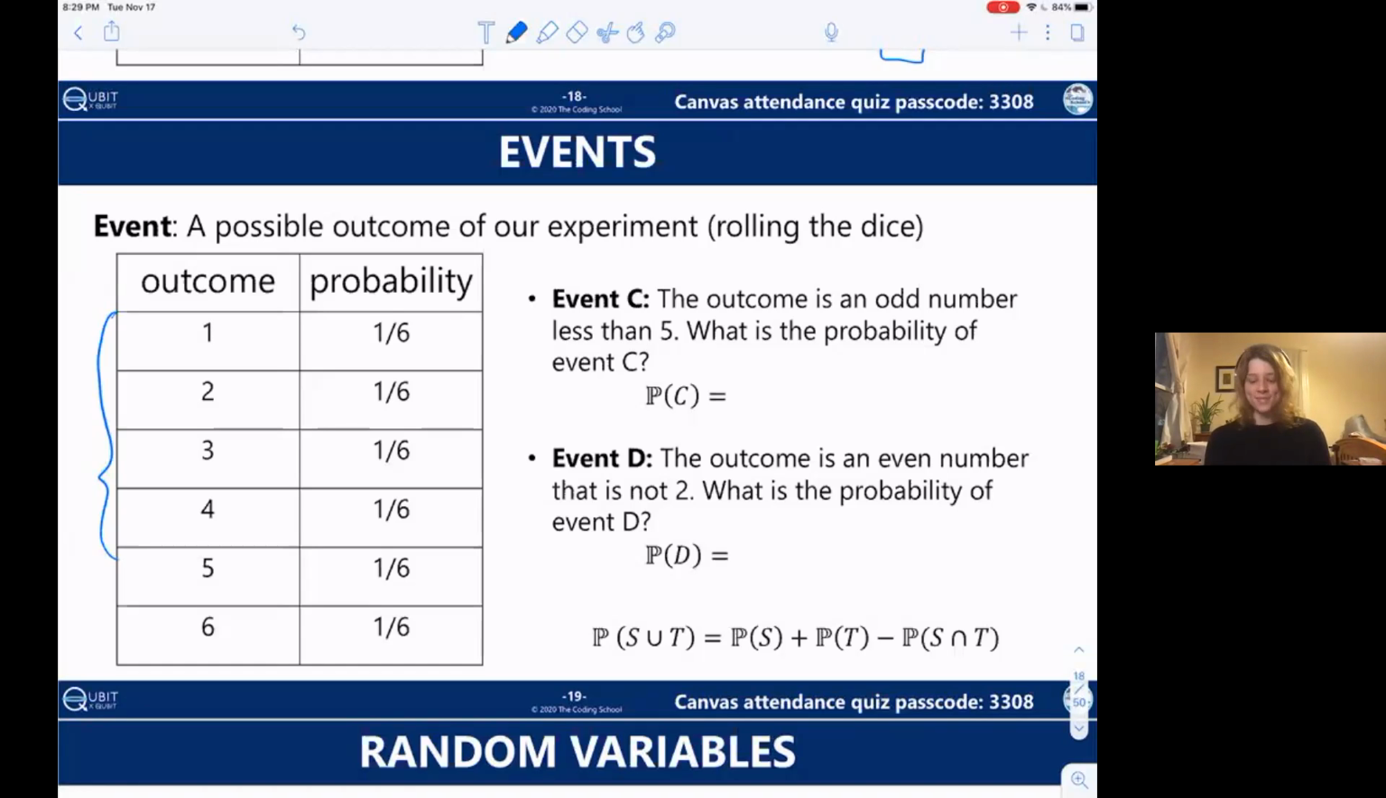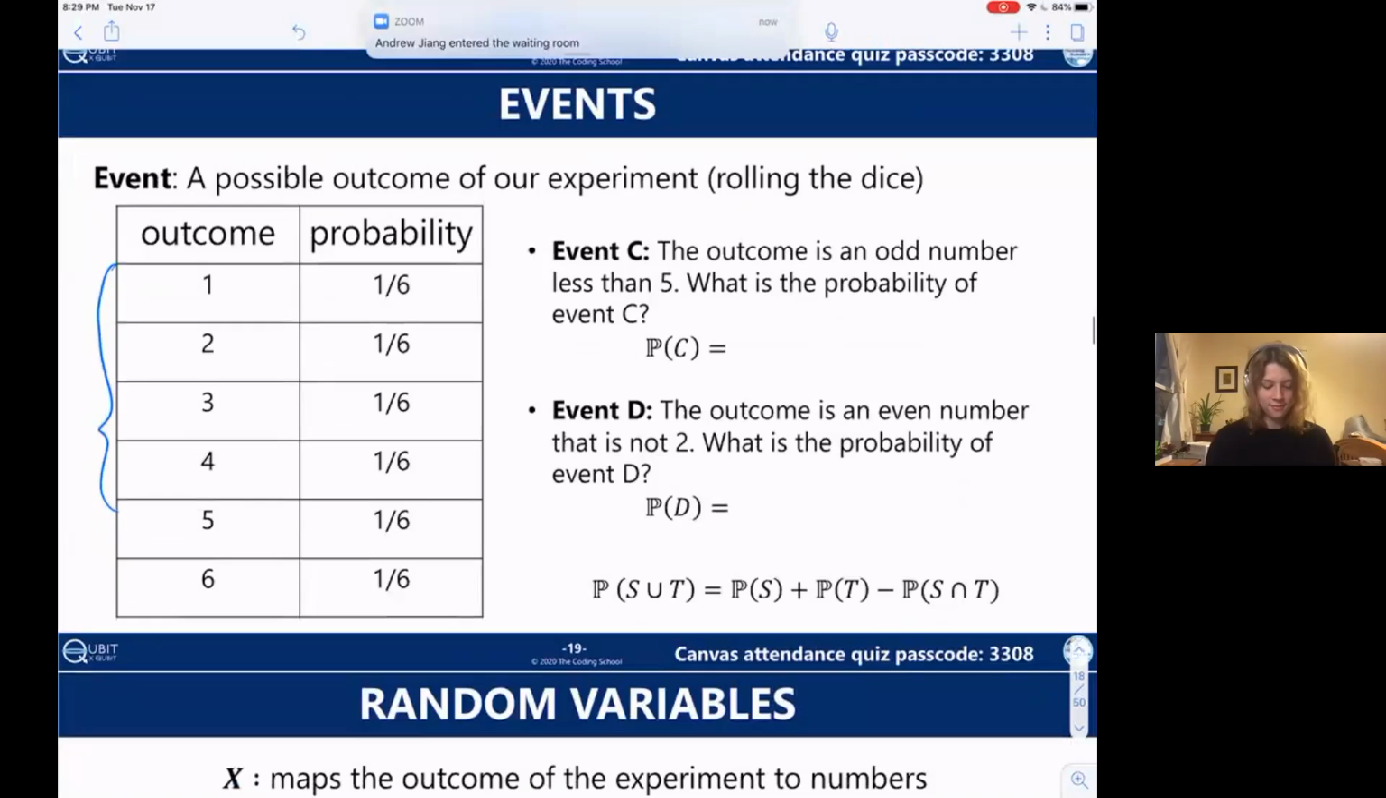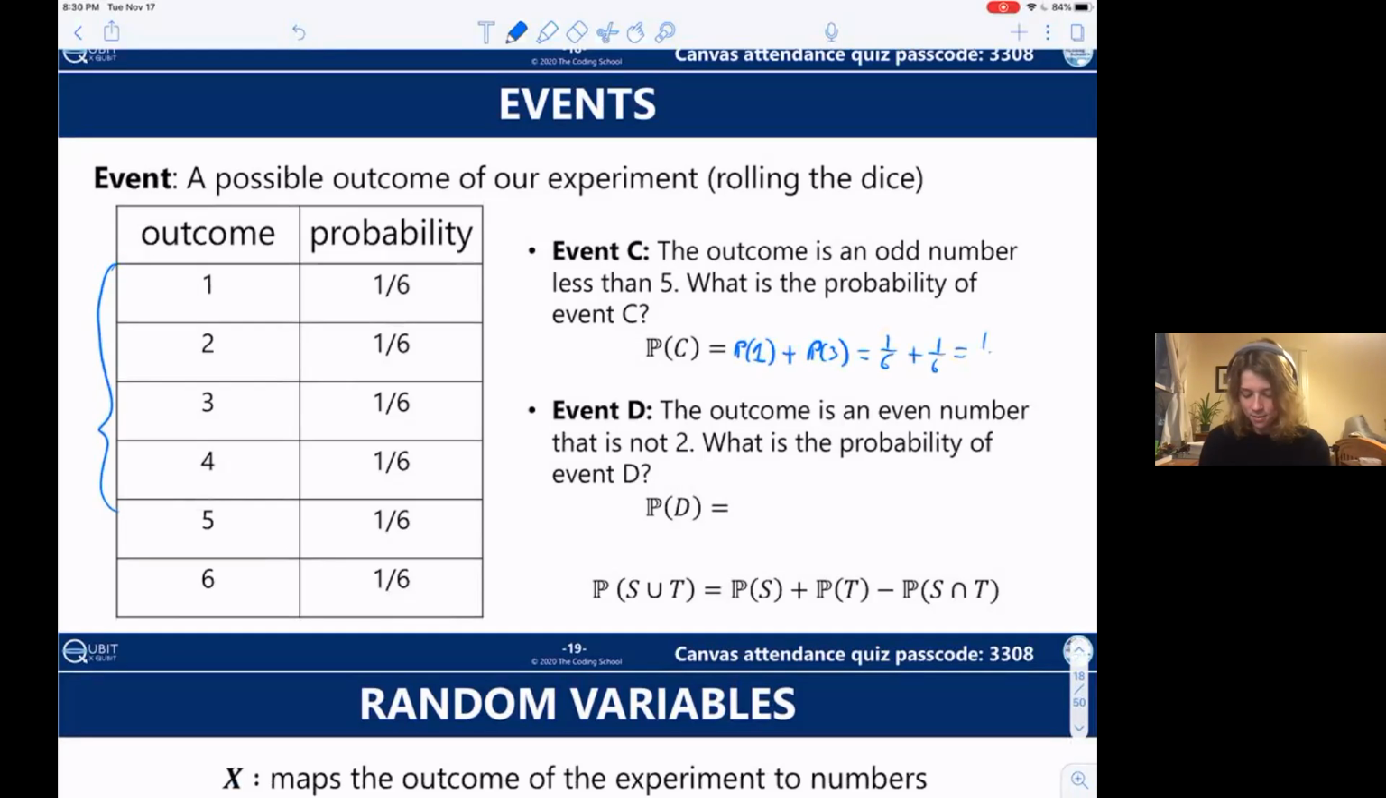Yep. Okay, great. So all numbers less than 5 that are odd are 1 and 3. So we add the probability of 1 and the probability of 3 together, and you get 2/6, which simplifies to 1/3. Great, thank you so much. That's exactly right. So you have the probability of 1 plus the probability of 3, which is 1/6 plus 1/6, which is 1/3. So that's it written out.